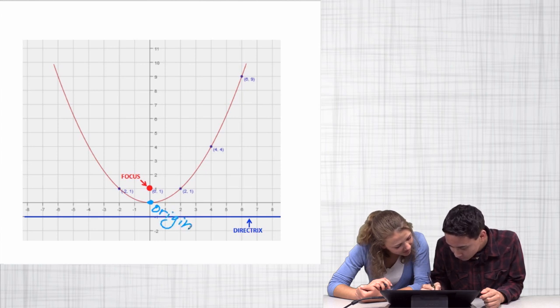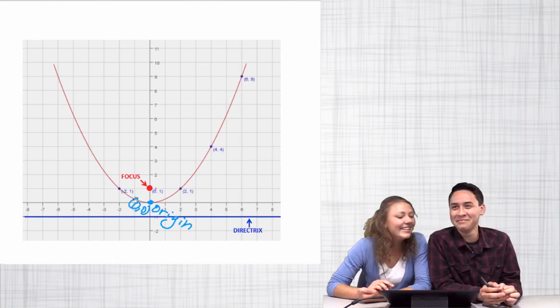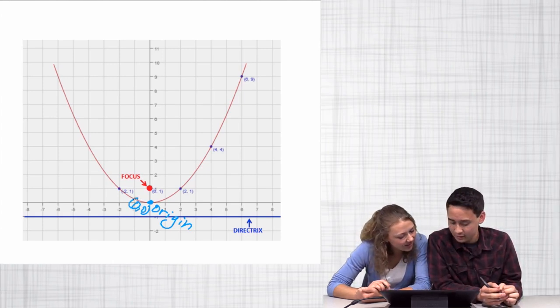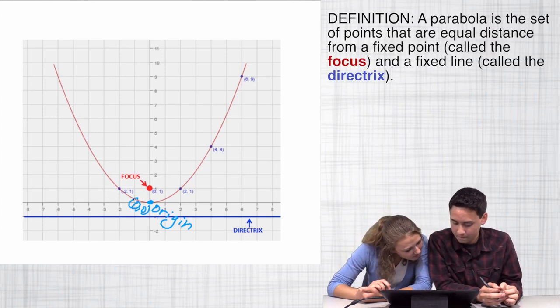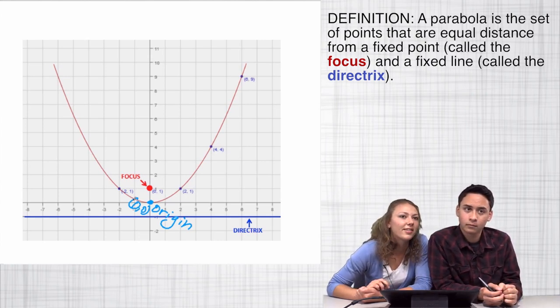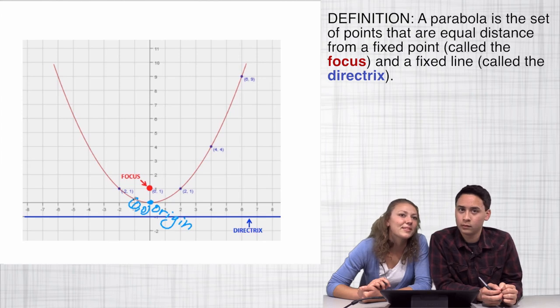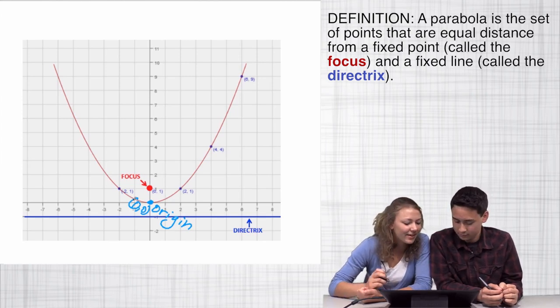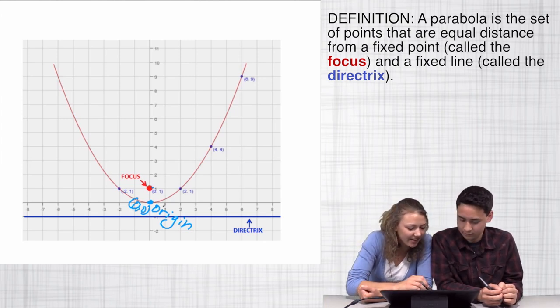2, 0. Now, is the origin on the parabola? Can you use the definition of the parabola to justify or explain why it's on the parabola? Yes, because it's an equal distance from the fixed point, the focus there, and from the directrix right there.